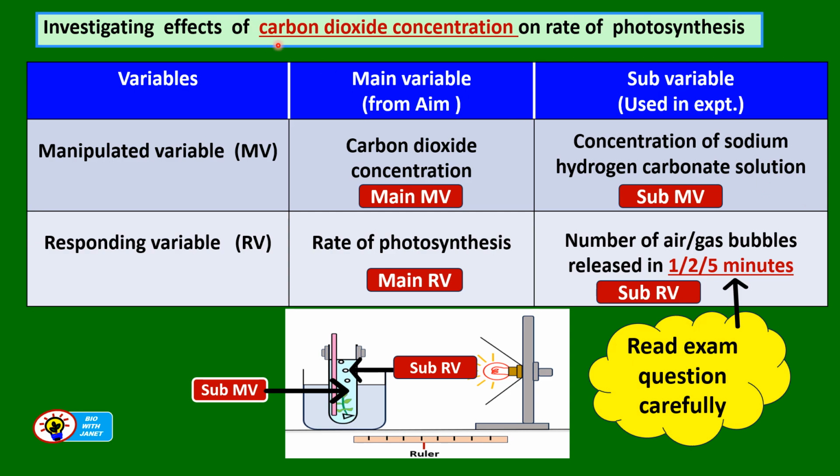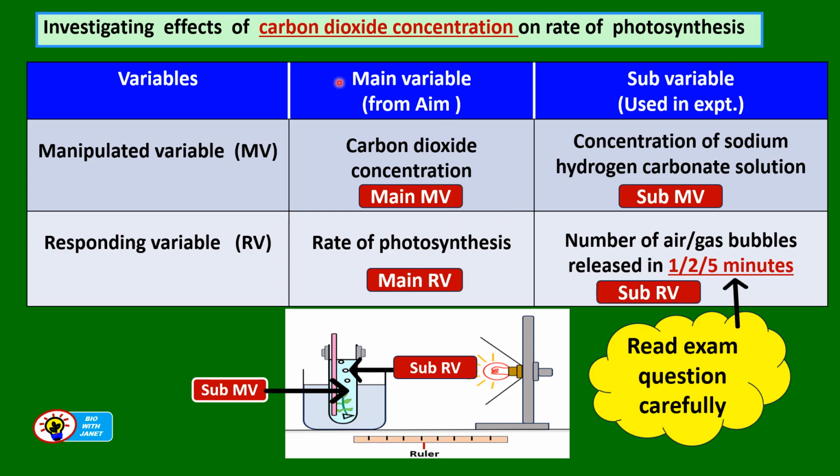Now, investigating effects of carbon dioxide concentration on the rate of photosynthesis. So there are two manipulated variables and two responding variables. I call them the main variables and sub-variables. So for MV, we have the main MV and the sub-MV. And for RV, we have the main RV and the sub-RV. So let's talk about the main MV and the main RV.